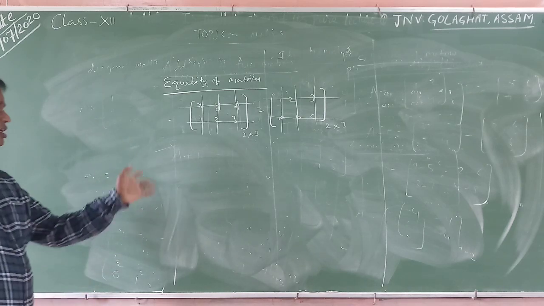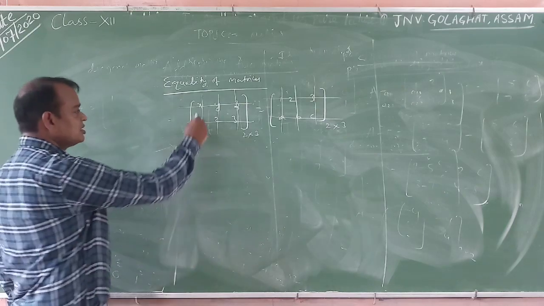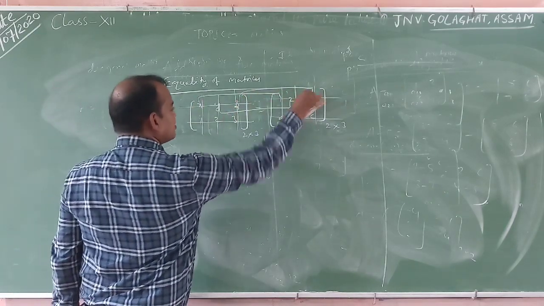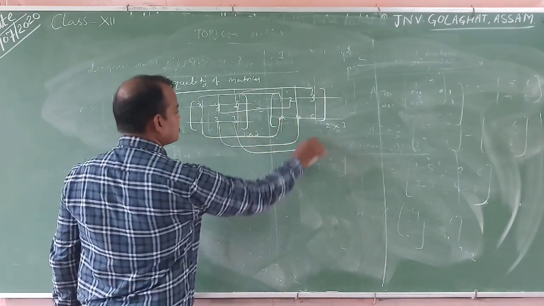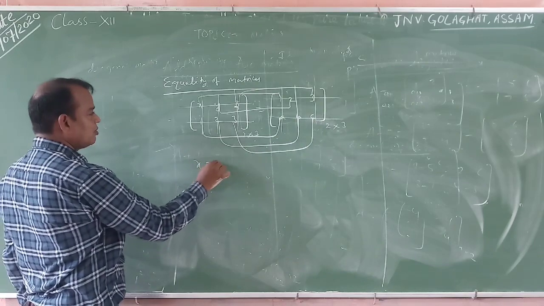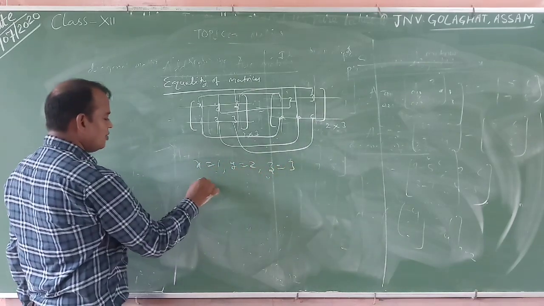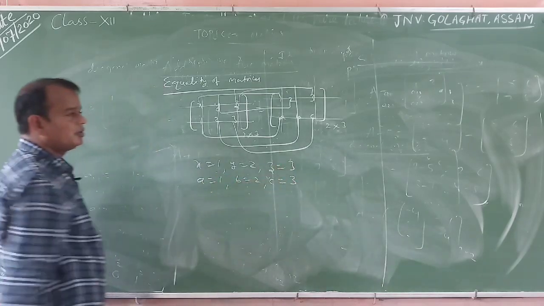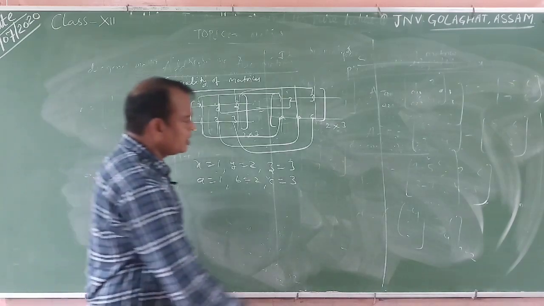Whenever the two matrices are equal, the corresponding elements must be equal. Corresponding elements means this one must be equal, this one must be equal, this one, this one. Now x value is equal to 1, y value is equal to 2, z value is equal to 3. Now a value is equal to 1, b value is equal to 2, c value is equal to 3. Equality of the matrices. Now we can take another example.